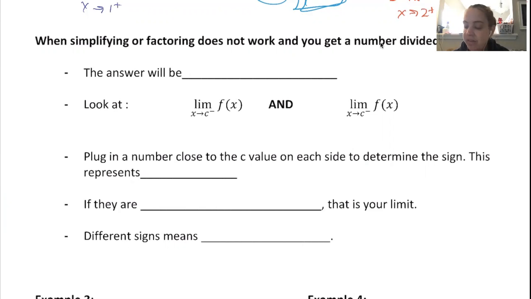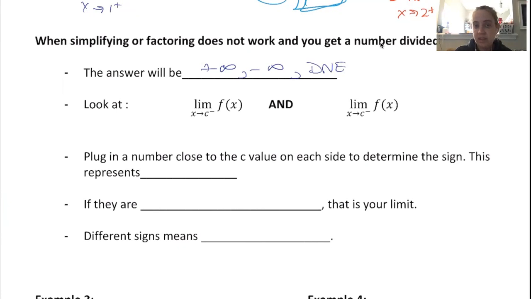We're going to talk about infinity today. For that first set, if I have a number divided by 0, the answer will be either positive infinity, negative infinity, or does not exist. I'm going to tell you how to tell the difference. We have to look at both the left-hand side and the right-hand side. We have to break that apart.